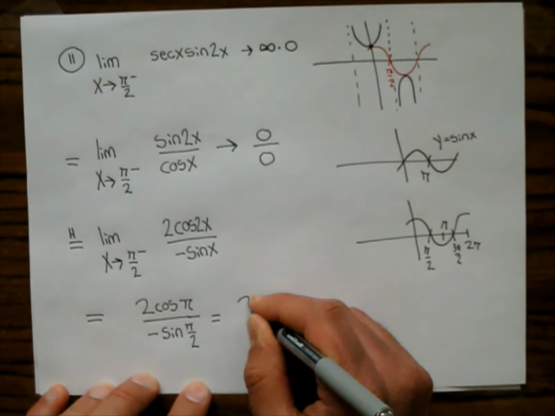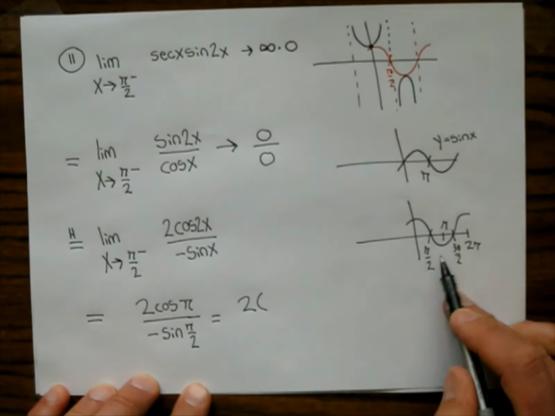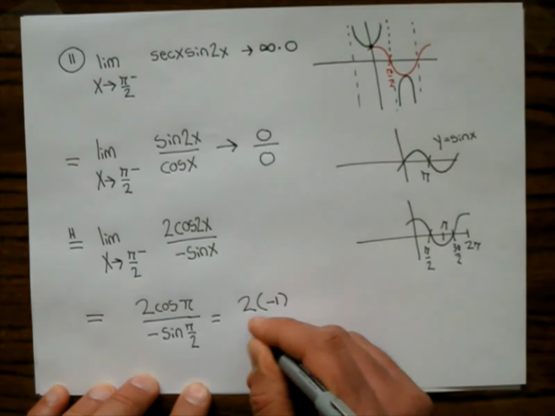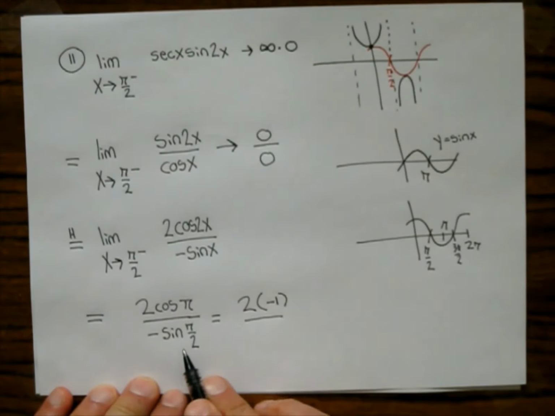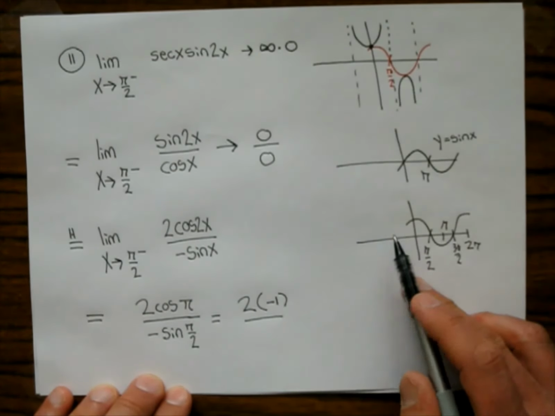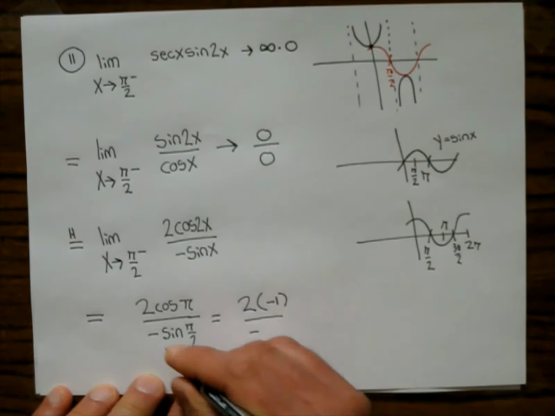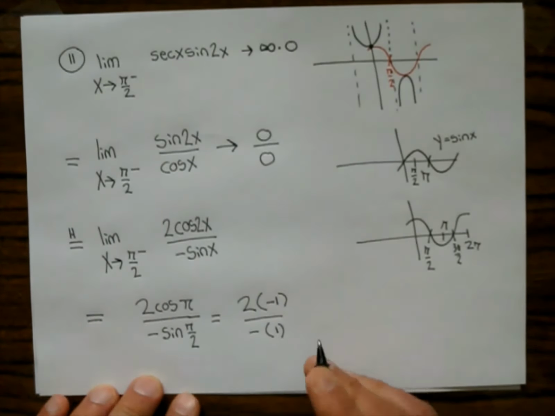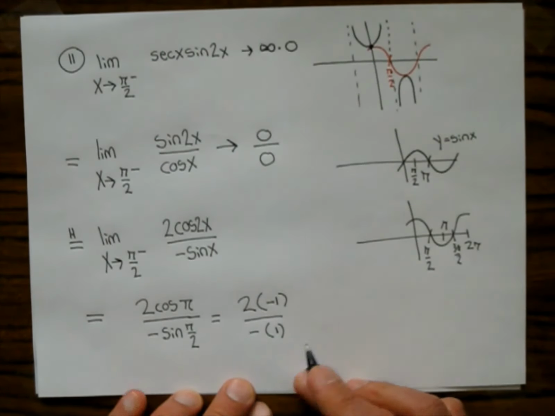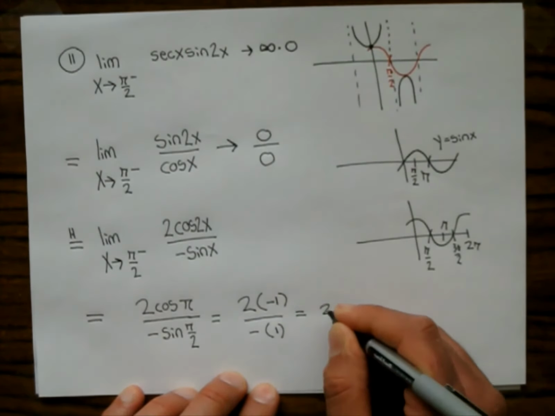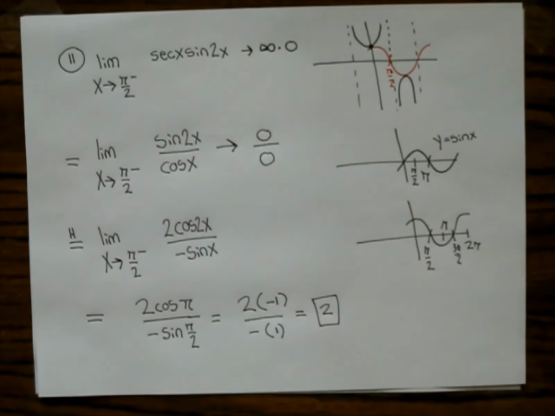So look what we have here. We have 2 times cosine of pi. Cosine of pi is negative 1. I'm getting that from the picture. And the sine of pi halves, which is right here, is positive 1, but there's a negative in front of that. So I get negative 2 over negative 1, which is a positive 2.